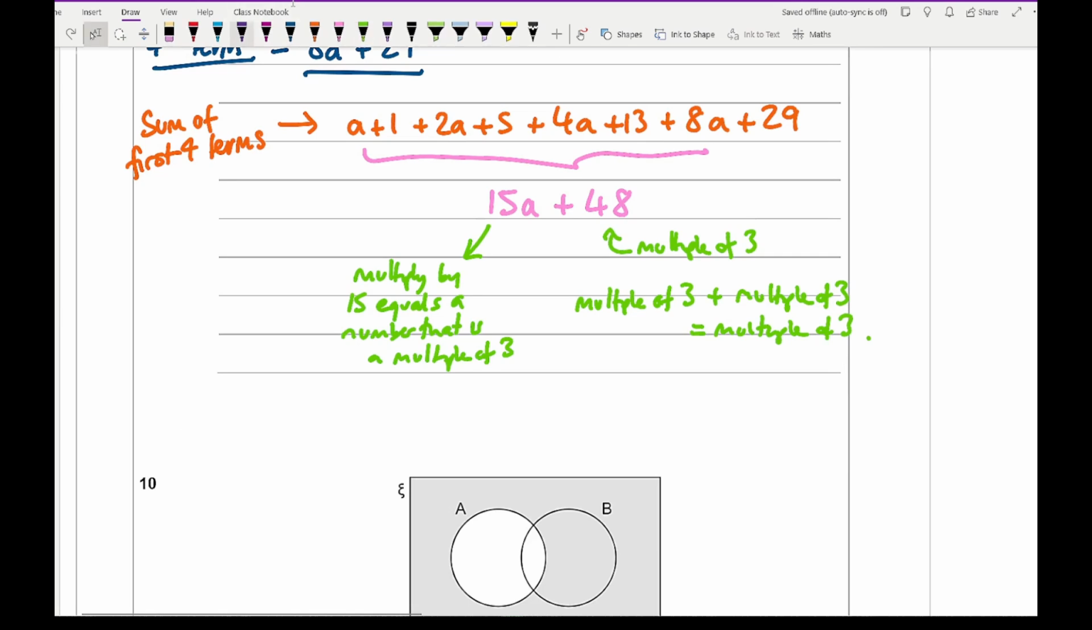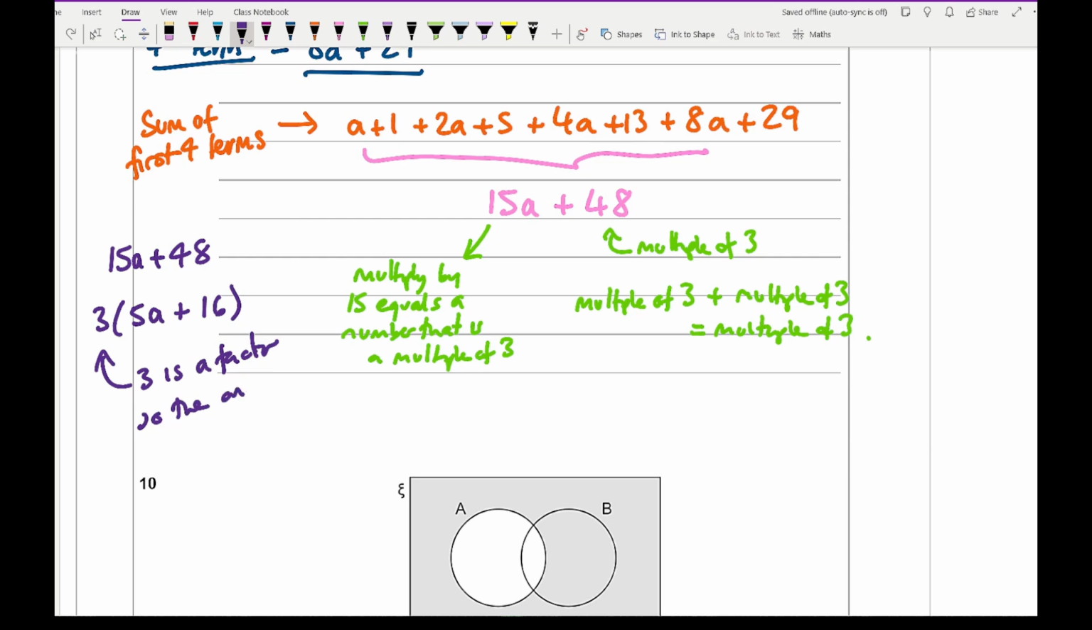Alternately, what you could say is, with 15a plus 48, and I'd probably opt for this one, factorize this, take 3 out, so that becomes 5a plus 16. And as you can see here, we've got a 3 as a factor, so the answer will be a multiple of 3. So any of those explanations would be absolutely fine.